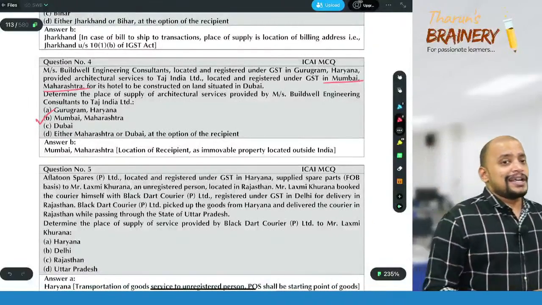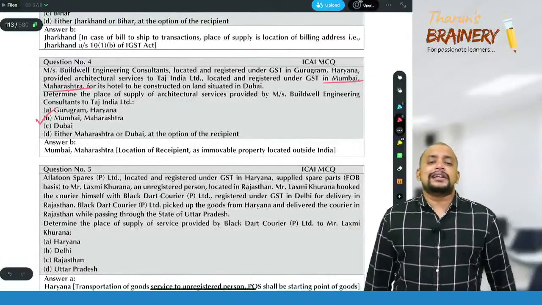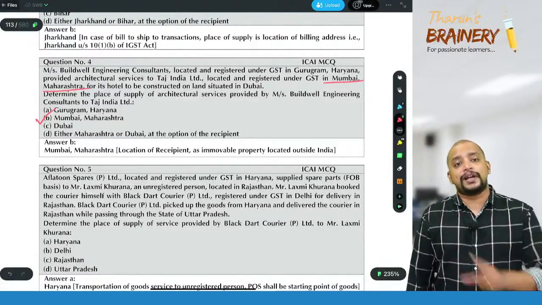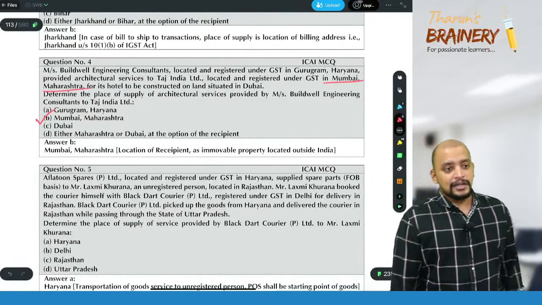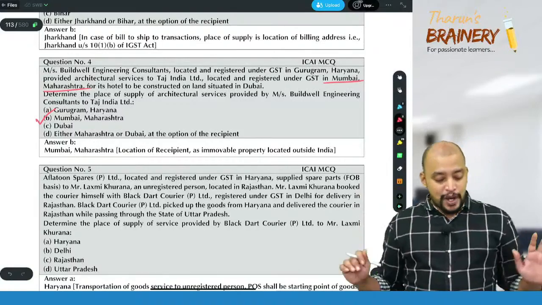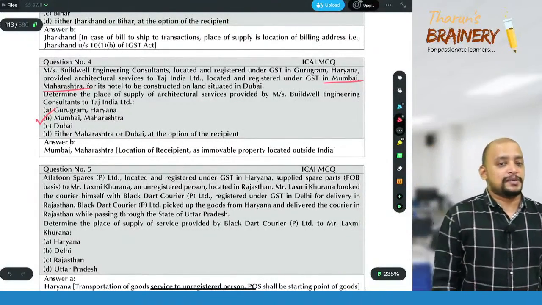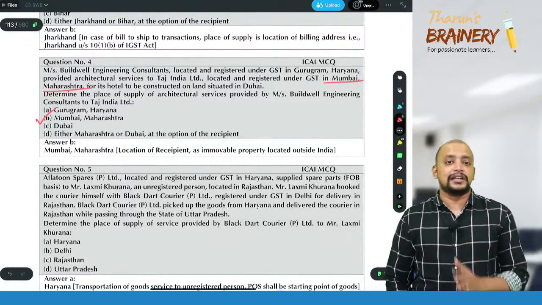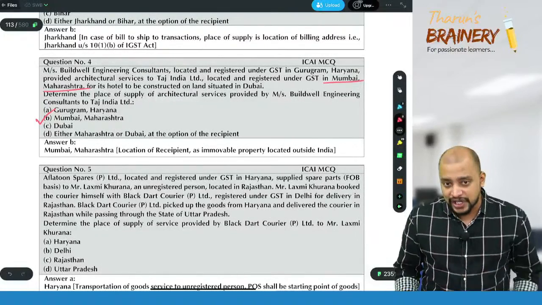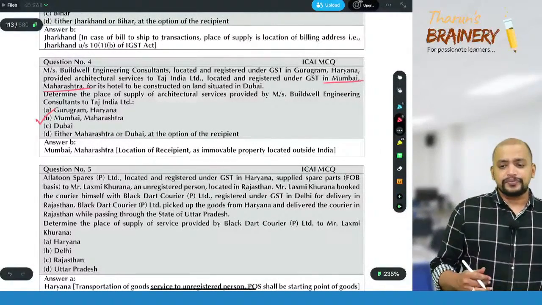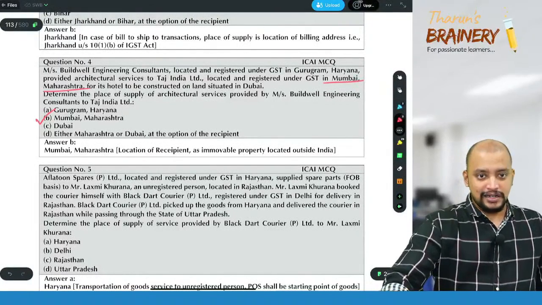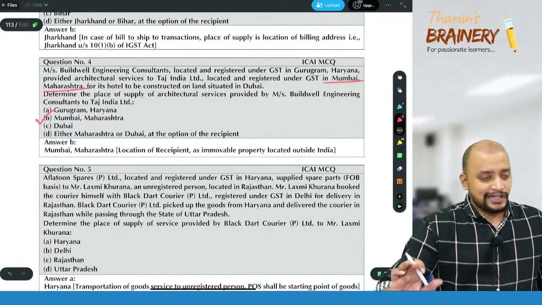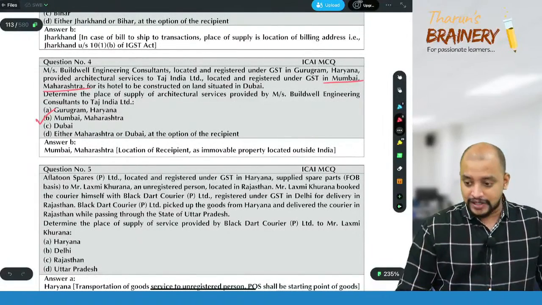What if the property is in India? If the property is in India, we will take the location of the property as the place of supply. What if this comes under section 13? Then the location of the immovable property only, that is Dubai, will be taken as the place of supply, because in case of section 13, we don't have any distinction as to in India or outside India. So always we will take the location of the immovable property as the place of supply.